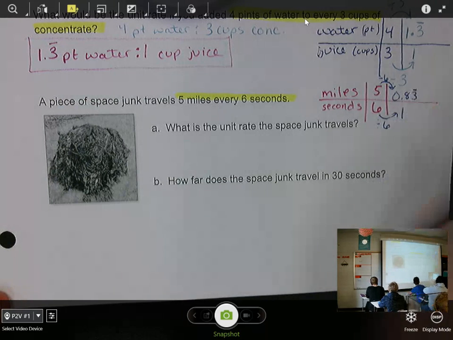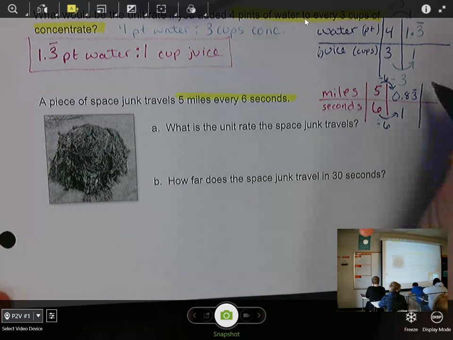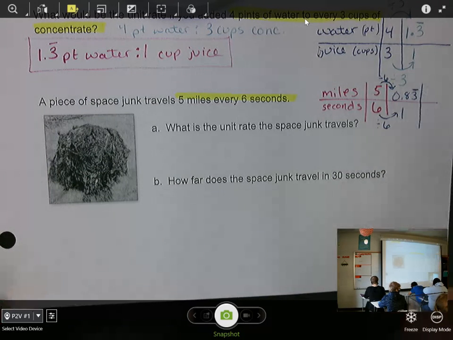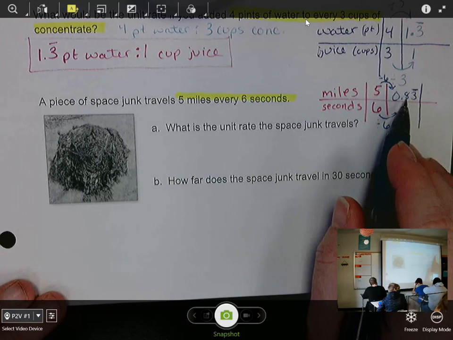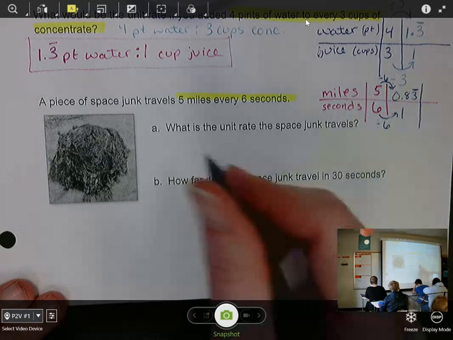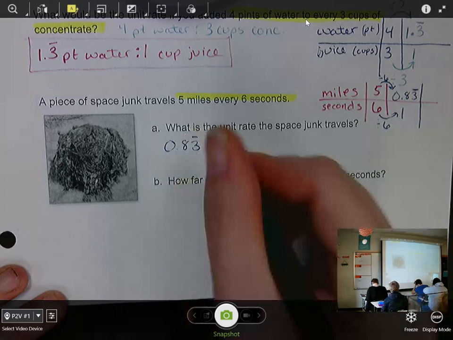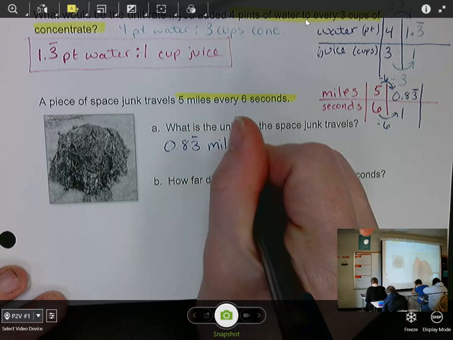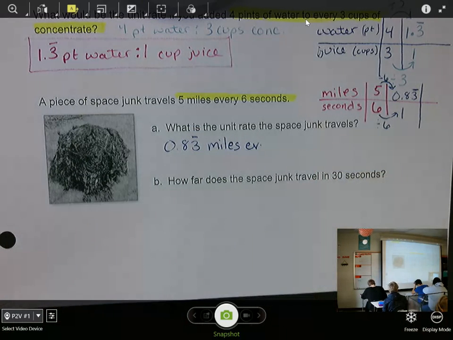Yep. So just put a line above the 3. Not the 8-3, just the 3. That shows us that 3 is continuing. So what that means is he travels 0.833333 miles every 1 second. So we would put 0.83 with a line above the 3 miles every, oh, sorry, I need to put the colon there.